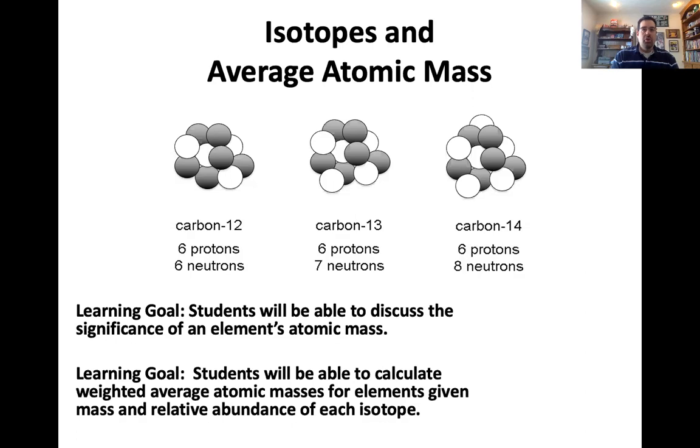Okay. And so if you look on your screen right now, we have the nucleus of three isotopes of carbon. There's carbon 12, carbon 13, and carbon 14. And so the first question I would ask you here is, what is the same between those three nuclei? What's the same in those three nuclei? If you could give me a direct message in the chat, I would appreciate it.